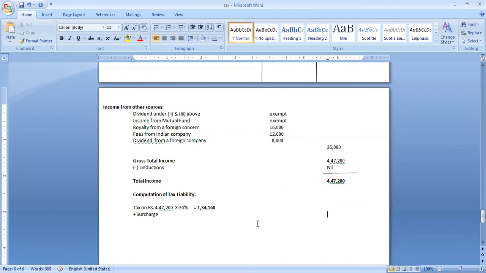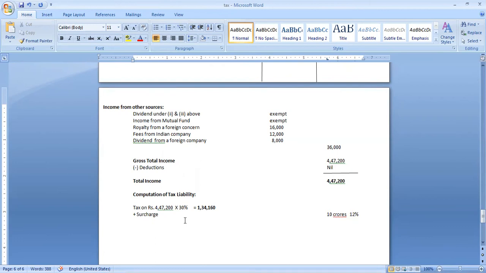With reference to an Indian company, I am mentioning it, you have to remember it. An Indian company whose income is more than 10 crores has to pay a surcharge of 12% on such profit. But here the total income is only 4,47,200, so there is no question of surcharge. I am repeating, if an Indian company's total income, that is net income, exceeds 10 crores, it has to pay 12% as surcharge.